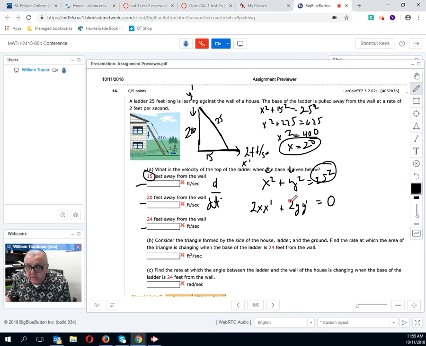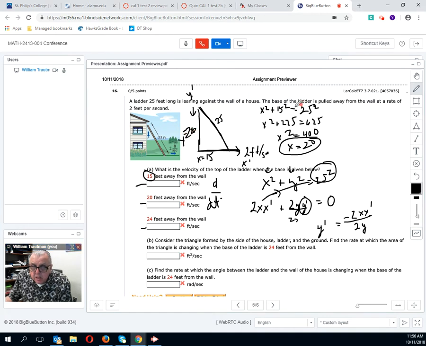We know everything. The only thing we're trying to find is y prime. So I need to take this to the other side by subtracting. I'll have negative 2x, x prime over here. Then I'm going to divide by 2y, and I get y prime. Do you see? I take that over, then I divide by 2y, and this is what I get. Here's my x, this is y, and this is x prime. Everything fits in. Now all you have to do is fit everything in and you have your answer. You have the velocity.